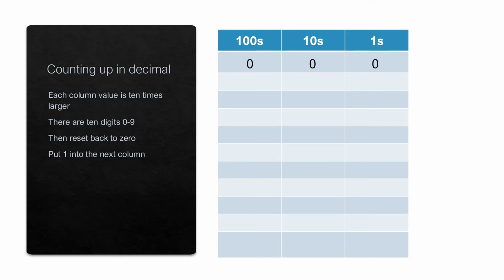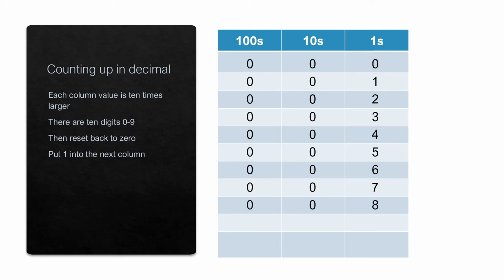When we count up in decimal, we use the 10 decimal digits. Each one has a value 1 larger than the digit before. However, eventually we'll run out of digits. And when we run out of digits, we reset the first column to 0 and we pass 1 along to the next column. We're all familiar with how this works.